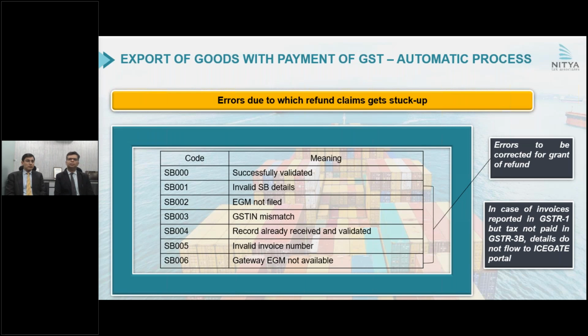Again, in case there is a mismatch between GSTR1 and 3B, the data would not move from the GST portal to the customs portal, and refund would not be done.